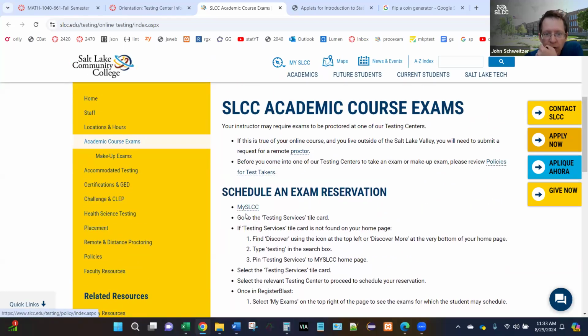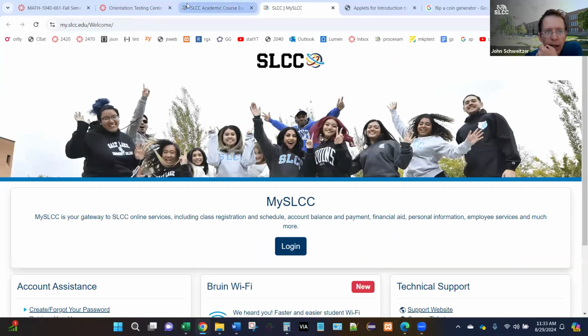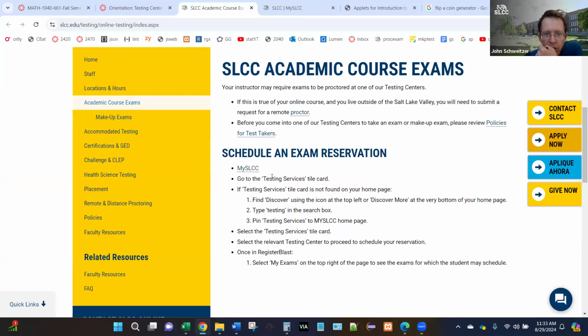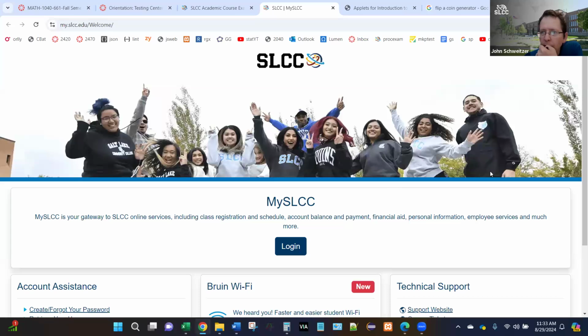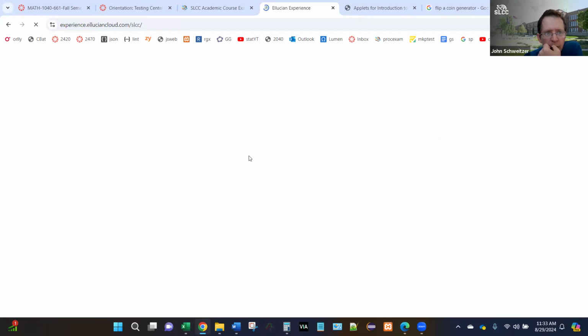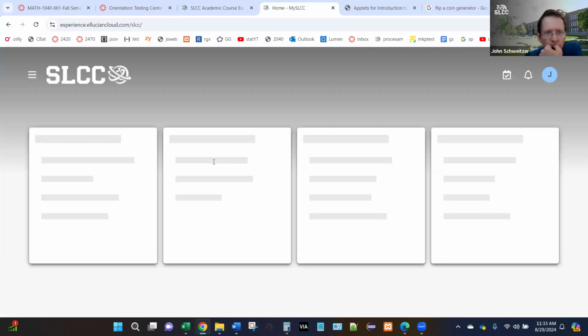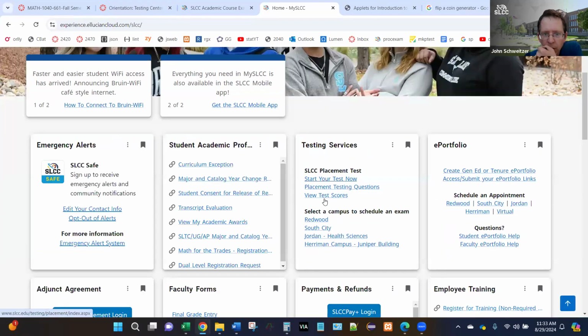Okay, so to schedule the exam, you'll come in here. It'll take you to your My SLCC. You'll log in and just follow these directions. There should be a testing services tile card. And then let's see if we can find that. Where are the tile cards? Let's see here. So you log in. Let's see if it'll let me do this quickly. Okay, and then, oh yeah, testing services right here.